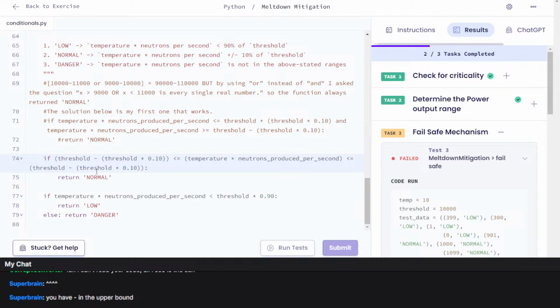Times 0.10. That's a lower bound. Temperature greater than. Superbrain says you have, in the upper bound. Oh, damn. Oh, they both say minus. Threshold plus.